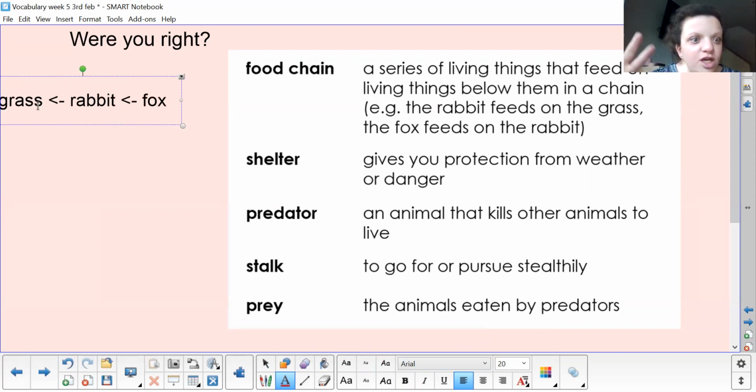Okay, so if you want to, you can send some to us at the email address, but have a go at writing down some other food chains that you can think of. It's a chain of one thing's eaten by something and then something is eaten by something else.